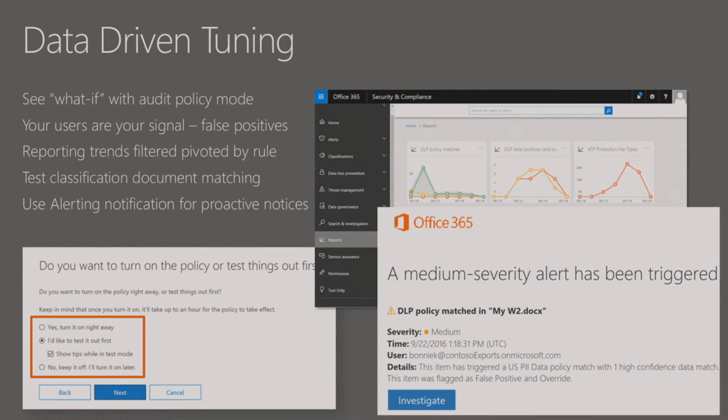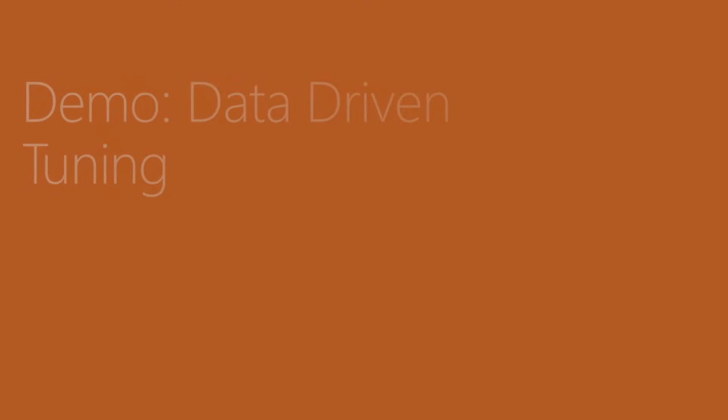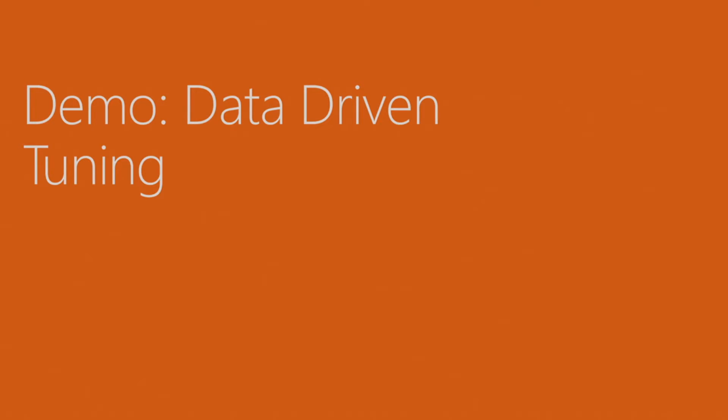We also have signals from our end users, where end users can communicate in all the various IW experiences that this is a false positive. You will see those signals back in our reporting capabilities, to let you know that you're hitting false positives and maybe you should act on that. We already used the test classification document matching technique that Wes showed, and I've also used alerting in my first example. So let's just do a very quick demo. I think we have maybe 3 minutes for one.